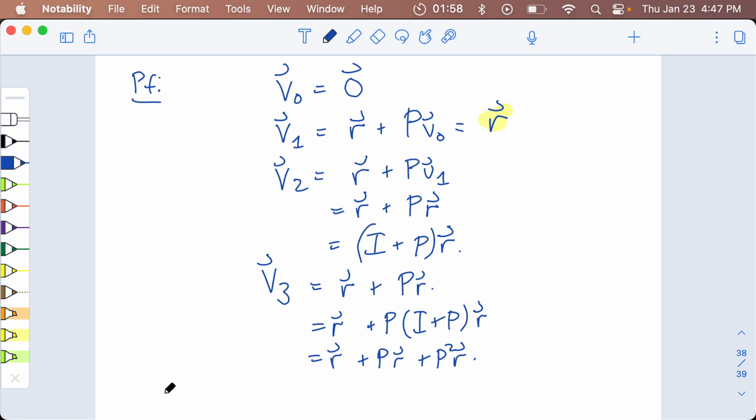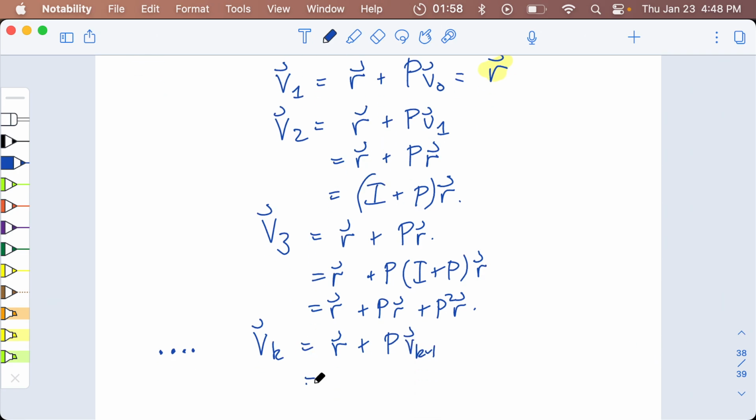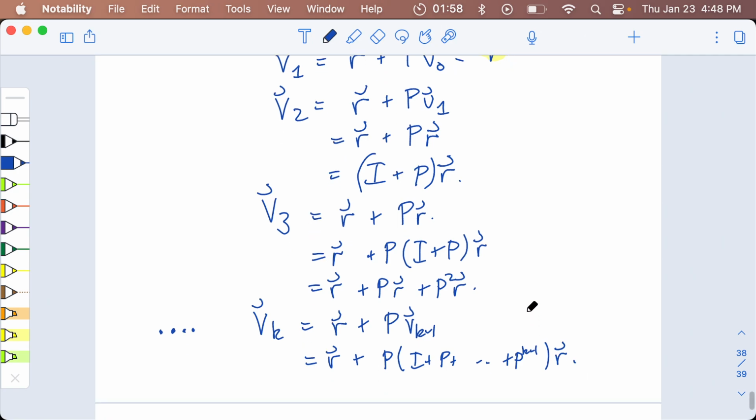So maybe I will skip the details. If you want, you can do a proof by induction. But vk is always r plus P times v(k minus 1). And this shifts everything over by 1. So you do (I plus P plus dot dot dot plus P to the k minus 1) times r. So you're taking the previous vector, which is the sum of the k minus 1 things, shifting it over by 1 with P, and then you add on r. And now you have the full thing. So it's r plus P times r plus P squared times r plus dot dot dot, all the way up to P to the k times r, which is what we wanted.